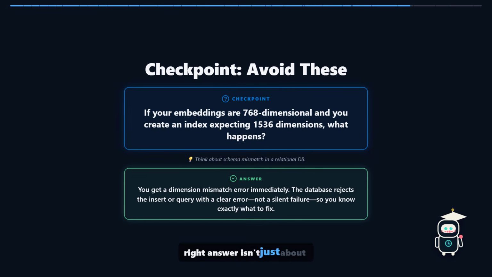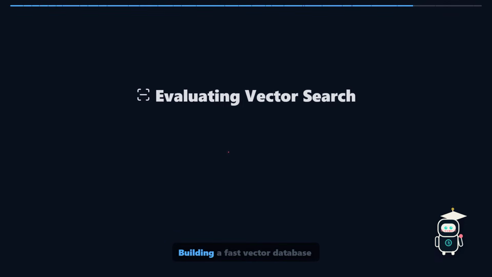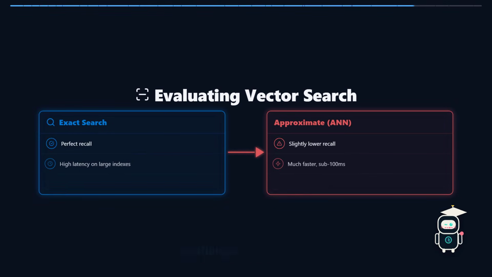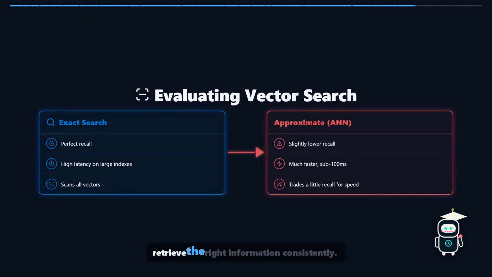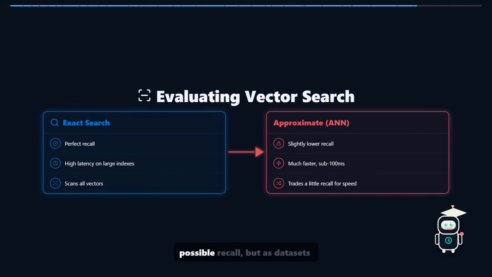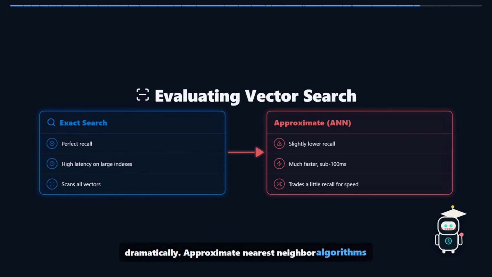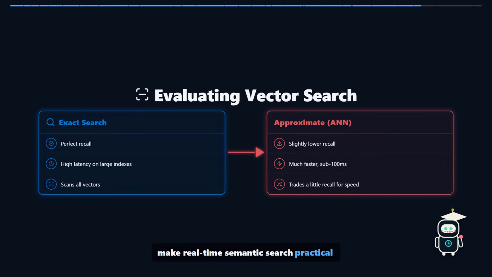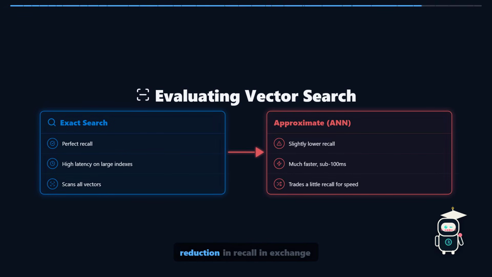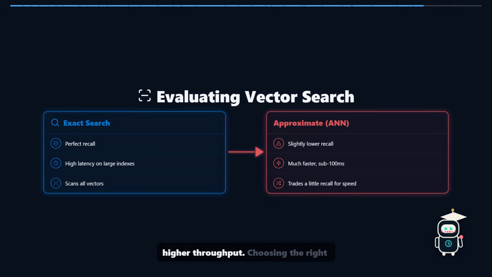Finding the right answer isn't just about choosing a vector database. It's about making sure every part of the retrieval pipeline works together correctly. Building a fast vector database is only part of the challenge. It also needs to retrieve the right information consistently. Exact search delivers the highest possible recall, but as datasets grow, the computational cost increases dramatically. Approximate nearest neighbor algorithms make real-time semantic search practical by accepting a very small reduction in recall in exchange for significantly faster retrieval and higher throughput.